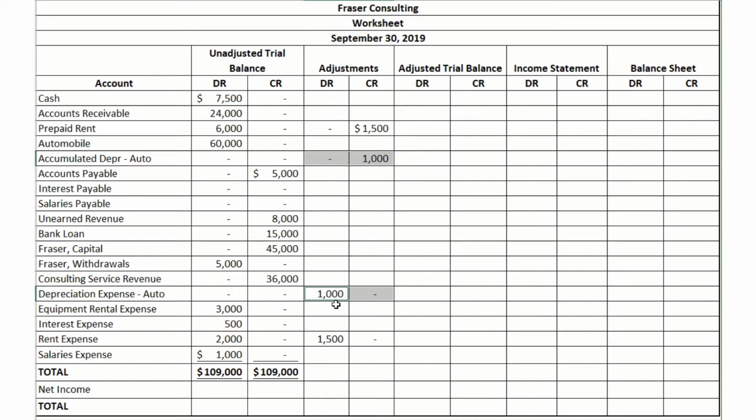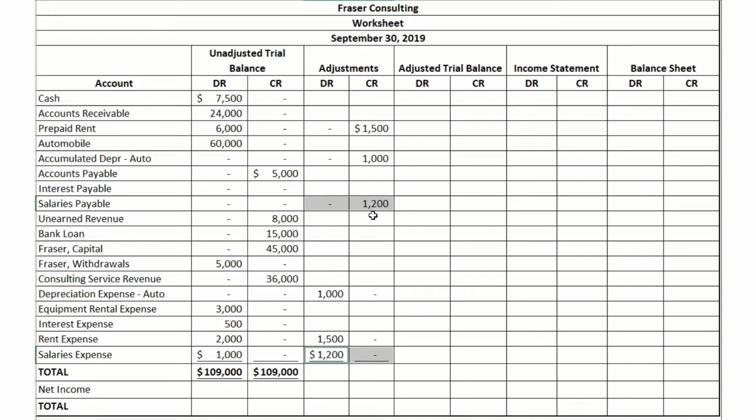The next item says salaries of $1,200 had been incurred but not yet paid. We haven't paid it yet, so we're setting up a liability, salaries payable, and we need to record the salaries expense. So we've got $1,200 as a debit to salaries expense because we're increasing the expense in the organization, and a $1,200 credit to salaries payable because we will pay it next month.